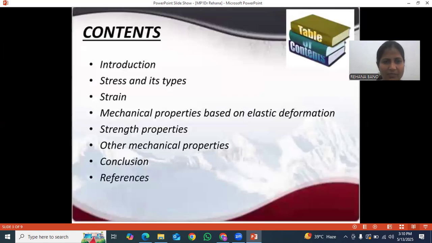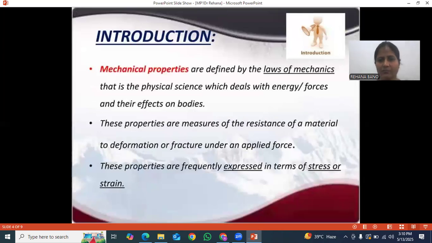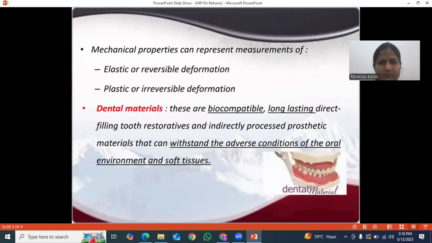Under the mechanical properties, there are several types of properties. Introduction, stress and its type, mechanical properties based on the elastic deformation, strength properties, other mechanical properties also. So what are the mechanical properties? Mechanical properties are defined by the laws of mechanics, that is the physical science which deals with the energy and forces and their effect on bodies. These properties are a measure of the resistance of the material to deformation and fracture under the applied force.